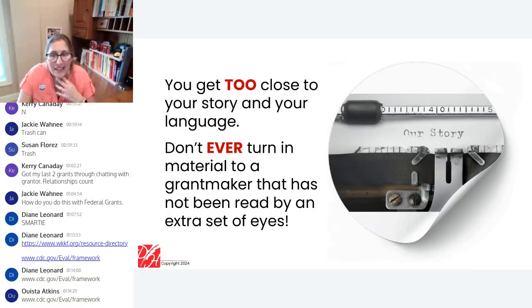But you have gotten way too close to what you've been working on. So I really want you to think about, who could you ask for help from? Who could be your fresh set of eyes to say, I had a question about this part. I think maybe you might want to rework these 2 paragraphs here.